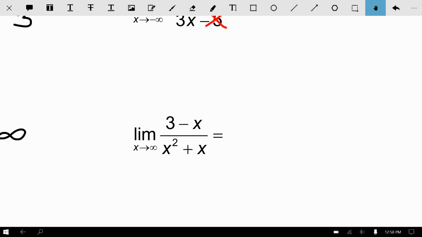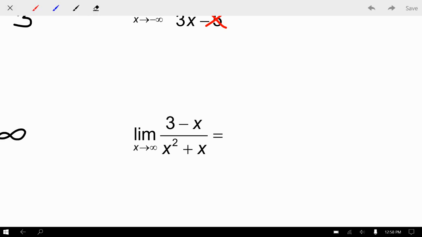Okay, so now let's take a look at 3 minus x over x squared plus x. So we've sort of reversed that other function. We flipped it so that now the 3 minus x is in the numerator and the x squared plus x is in the denominator. As x gets very large, this is going to dominate.